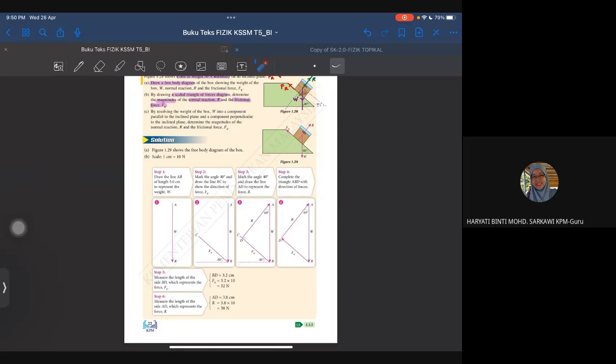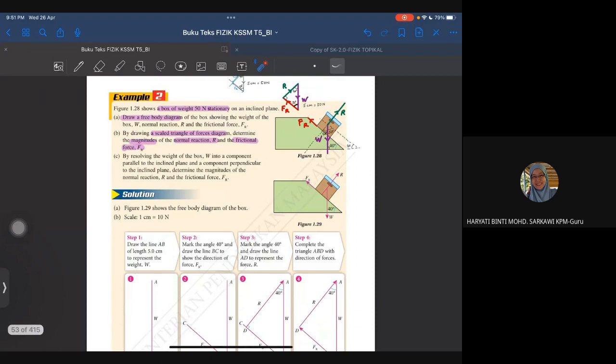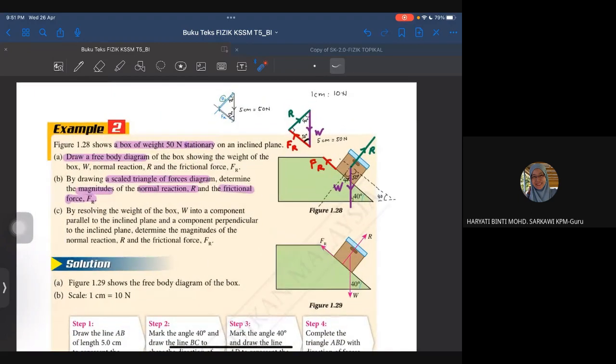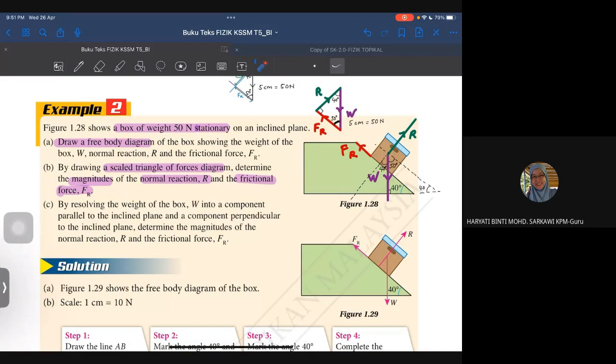Tomorrow you try to practice. Do the same question. Close the answer and try to draw yourself. Okay, next one. This is another method.